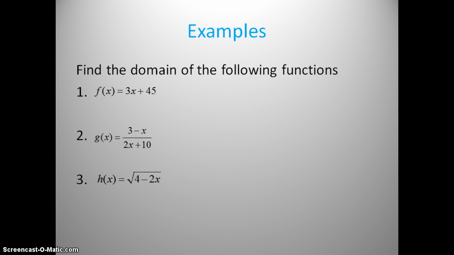So here we'll focus on more basic examples. We'll leave the logarithmic and trig functions for later on in the course. We'll look at the examples where we have polynomial functions, rational functions, and radical functions. Taking a look at number 1, we have f of x is equal to 3x plus 45. Number 2, g of x equals 3 minus x divided by 2x plus 10. And number 3, h of x is equal to the square root of 4 minus 2x.